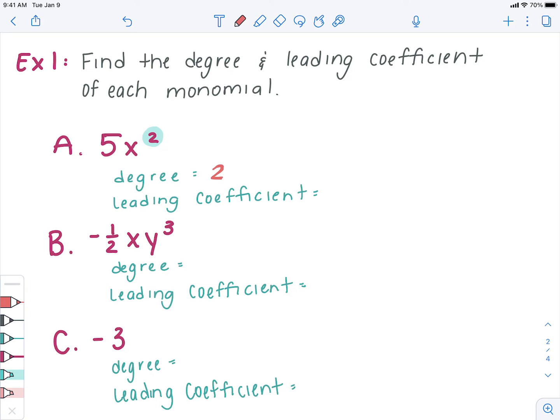There's only one term there that has an exponent, so my leading coefficient has to be the number out in front of the variable, so 5.